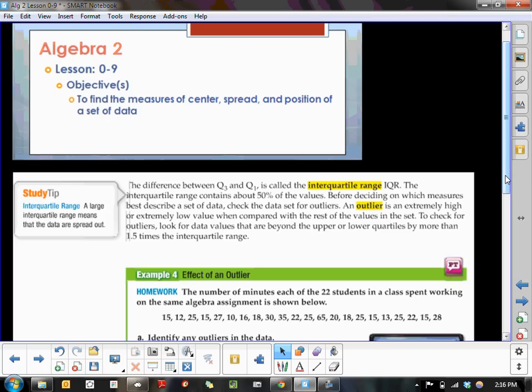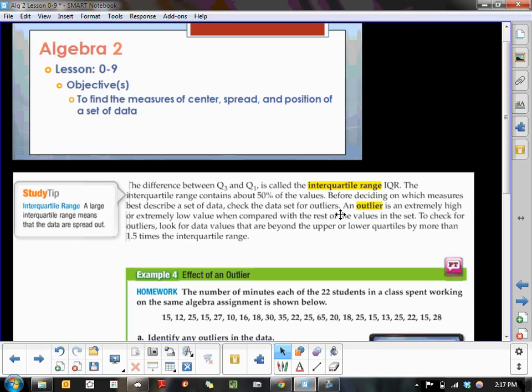In order to do this, we're going to calculate the interquartile range. The difference between the third quartile and the first quartile is called the interquartile range. Now this is going to help us calculate how to find any outliers, data values that lie way outside of the data set. The interquartile range contains about 50% of the values.